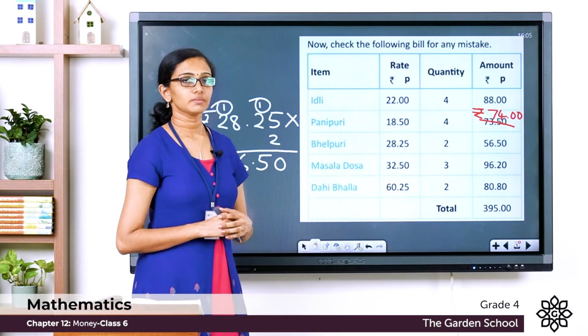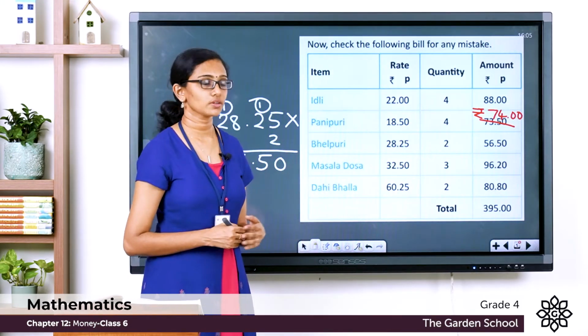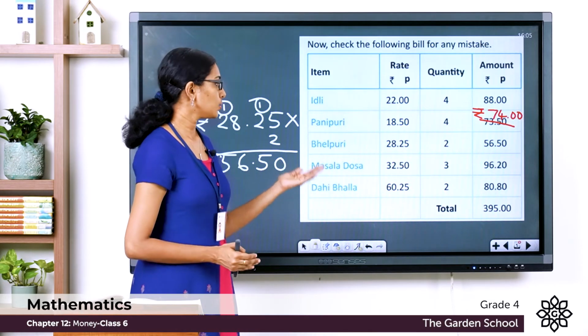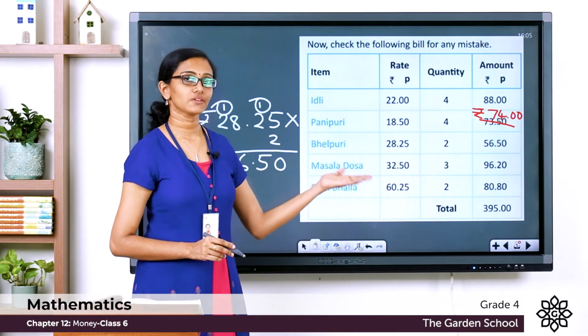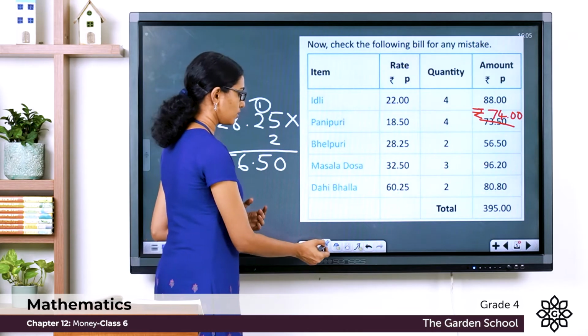The rate per item is 32 rupee 50 paise and the quantity you bought is 3 units, and hence the cost of masala dosa will be 32 rupee 50 paise into 3. Let's check if the amount given there is correct. So let's do the multiplication now.